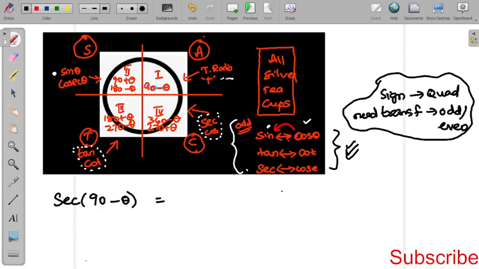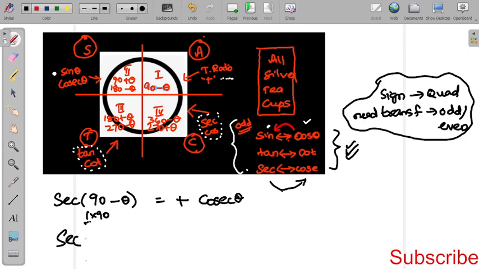So let's see 90 minus theta. So here 1 into 90, need a transformation? Yes, because it is odd. So sec is converted to, you can see here, sec is converted to cosec. So you can write here cosec theta. And see the sign, that you have to go for the quadrant. So 90 minus theta lies in the first quadrant. All the trigonometric ratios are positive.